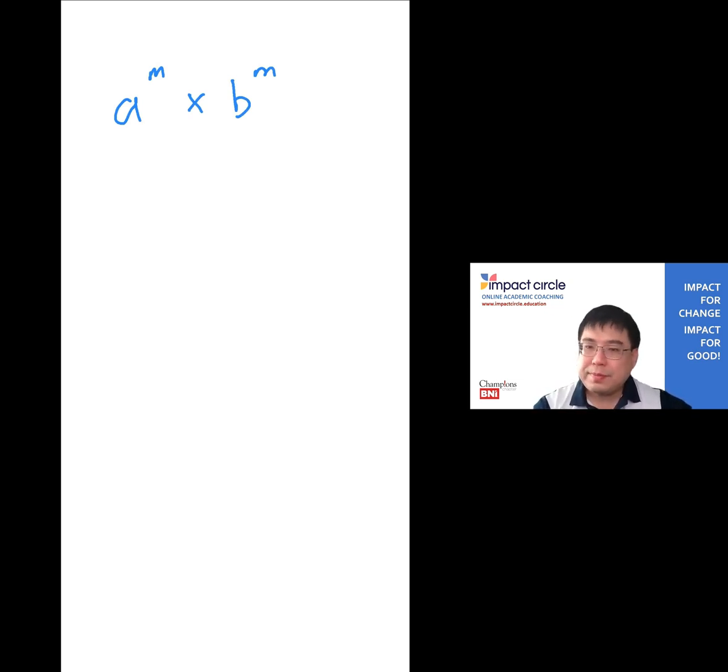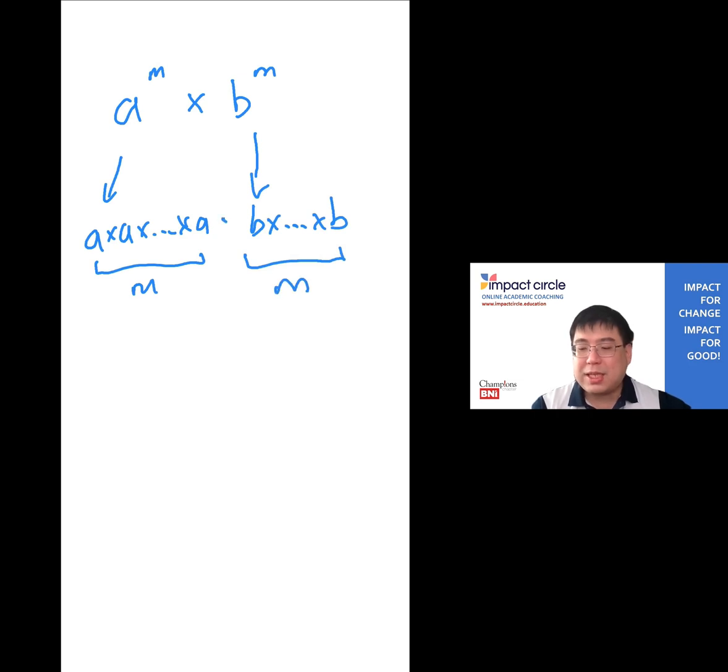So what does this mean? This means that we have a times a times a and so on, and we have m copies of a. But we also have m copies of b. And because this is times, and it doesn't matter which order we multiply, like 3 times 2 is the same as 2 times 3, we can actually shift things around. So instead of having all the A's first and all the B's first, we can have one A, then one B, then one A, then one B, and so on.